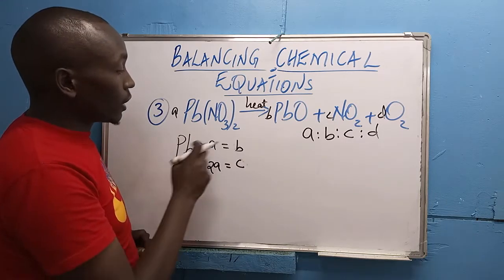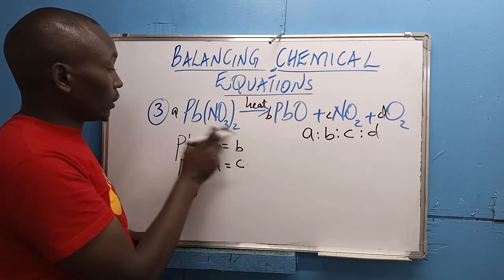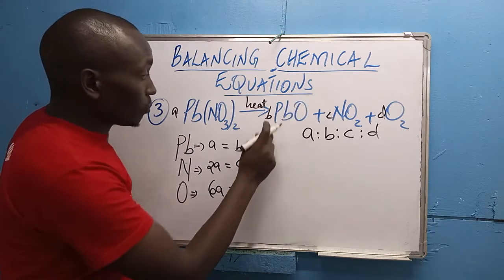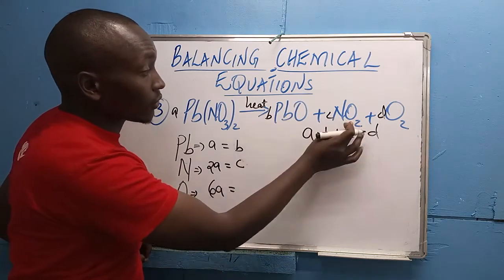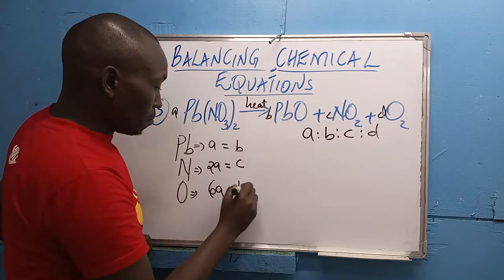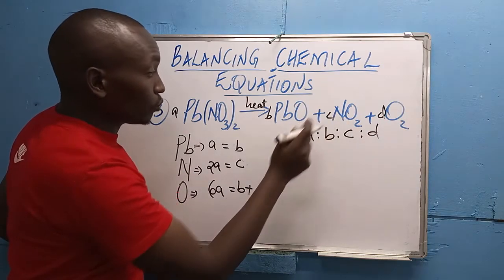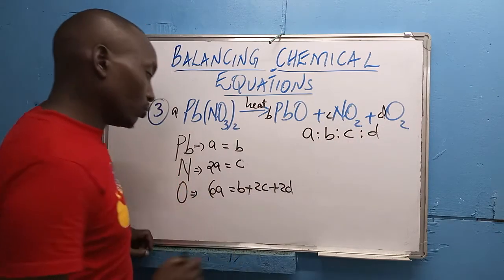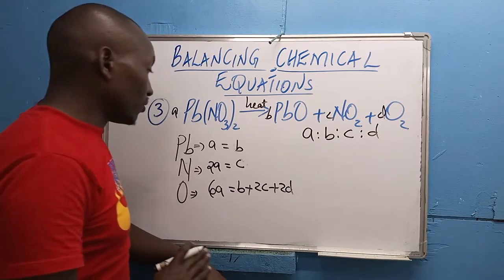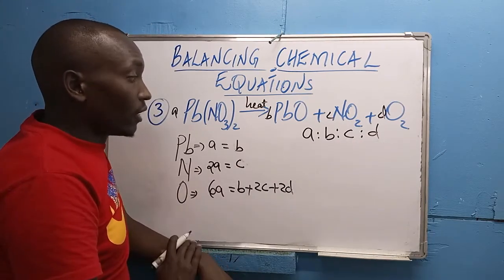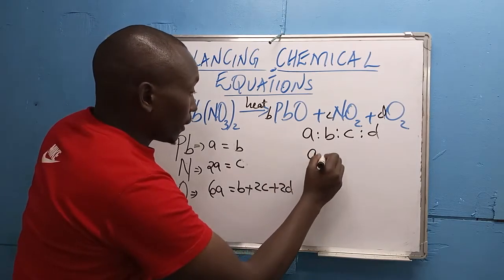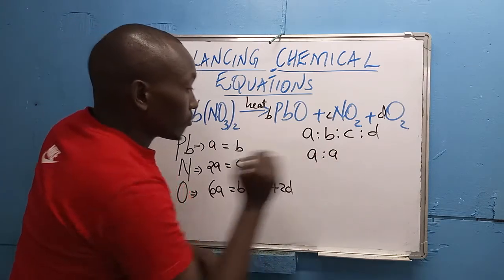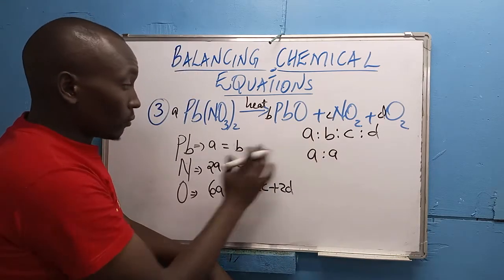Then we have the one for oxygen. Already this is 6A. That is 6A is equal to, on this other side it will be oxygen. Over here there is oxygen, there is oxygen, there is oxygen. So it will be equal to B plus 2C plus 2D. Good. I'm ready now to represent the ratio A, B, C, D. And that will be A is 2. Good, I have A. Then B is the same as A. So, again, the B will be A.